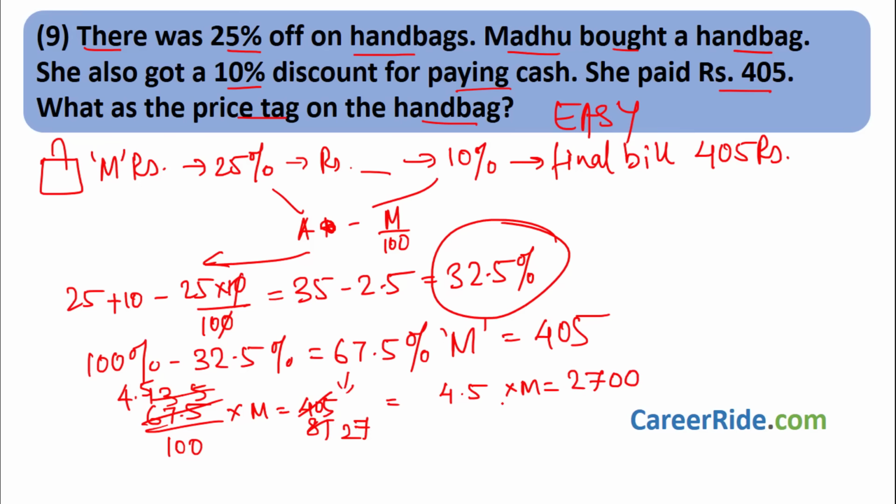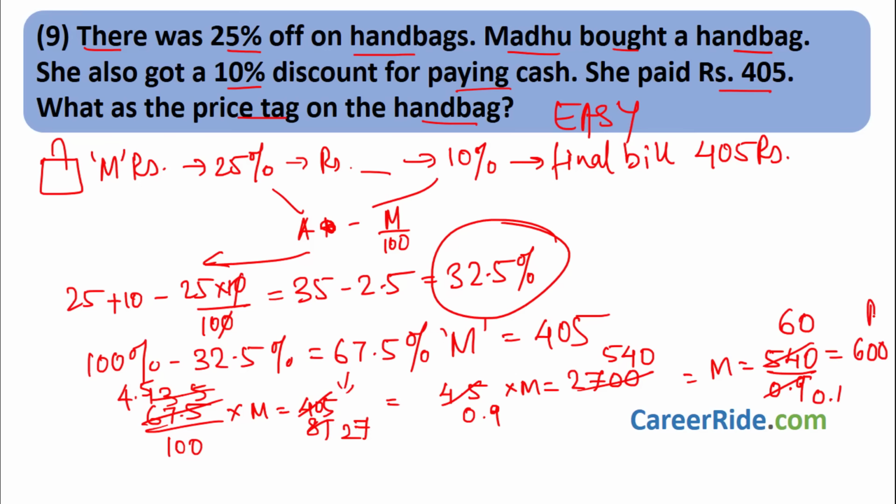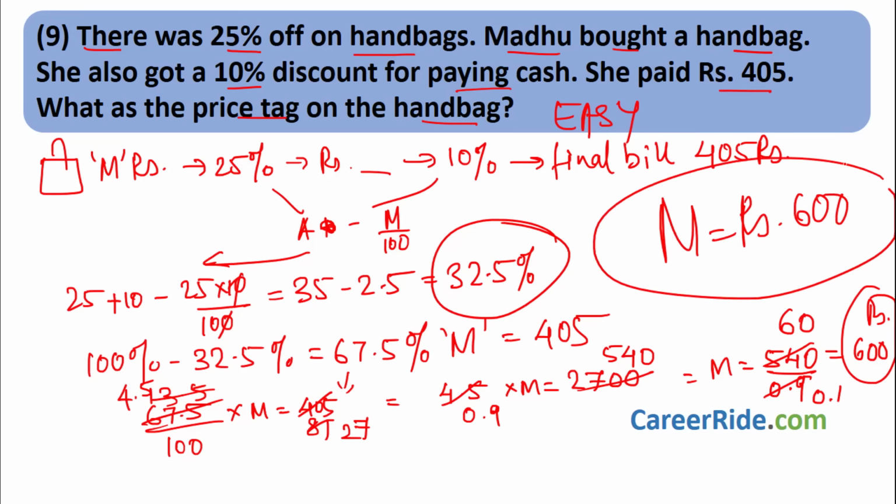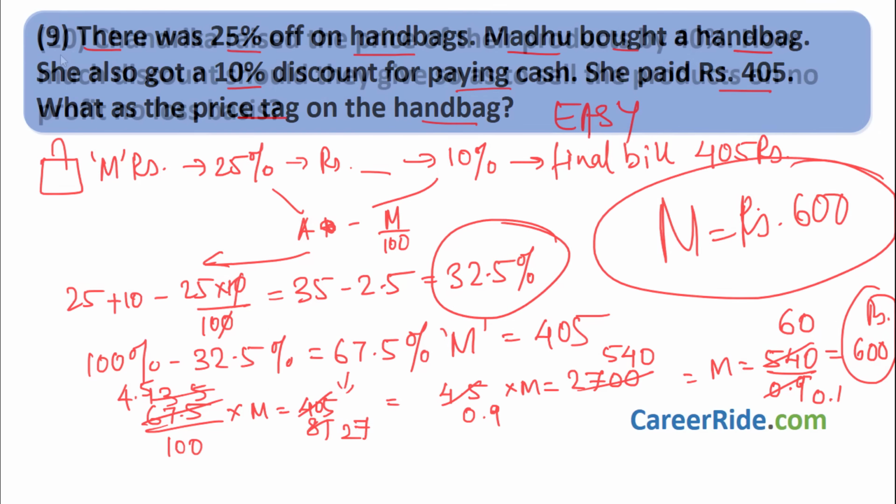2700, right? So again, let's see whether this is divisible by 5. We get 0.9 over here. We get 5 5s are 25, 24, 0. Yes, that would be m equal to 540 upon 0.9. That is 9 1s are 9, 60s are, that would be 600 rupees, 600. So the marked price is rupees 600. See how easy it was to calculate the answer. Moving to the next question.